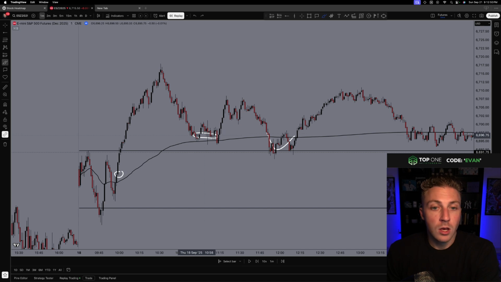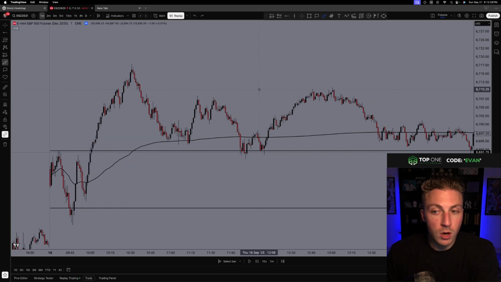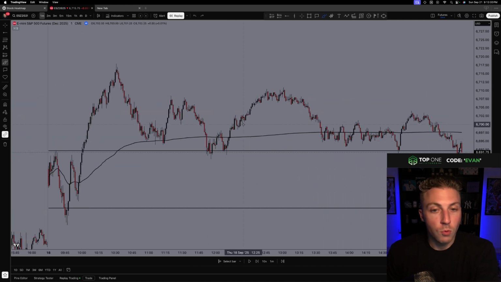Now, yeah, ideally, we bounce off this and make a higher high and then pull back and make another higher high. But on the off chance that we just turn into nothing, you could still make money if you have a great price, which is often going to be around these VWAPs.